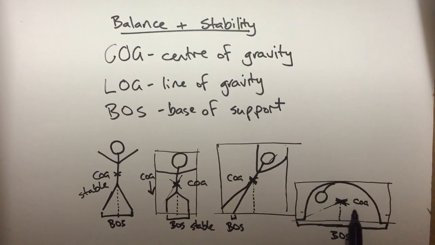Then our yogi, their line of gravity falls within this very big base of support, and they've got a lower centre of gravity purely because of the position that they are in. They're also in a really stable position. So hopefully that will help you understand the relationship between centre of gravity, line of gravity, and base of support. It's really important that you can justify whether someone is stable or unstable by relating these three factors together.